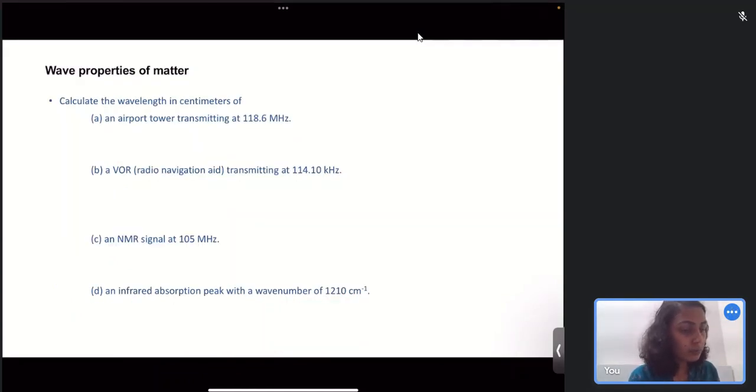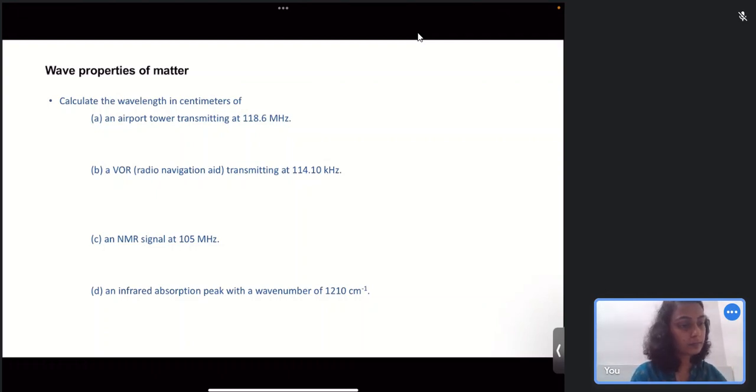There is one more question which I would like to discuss before coming to your questions. It is very simple, just to calculate the wavelength in centimeters given the frequency or wave number.